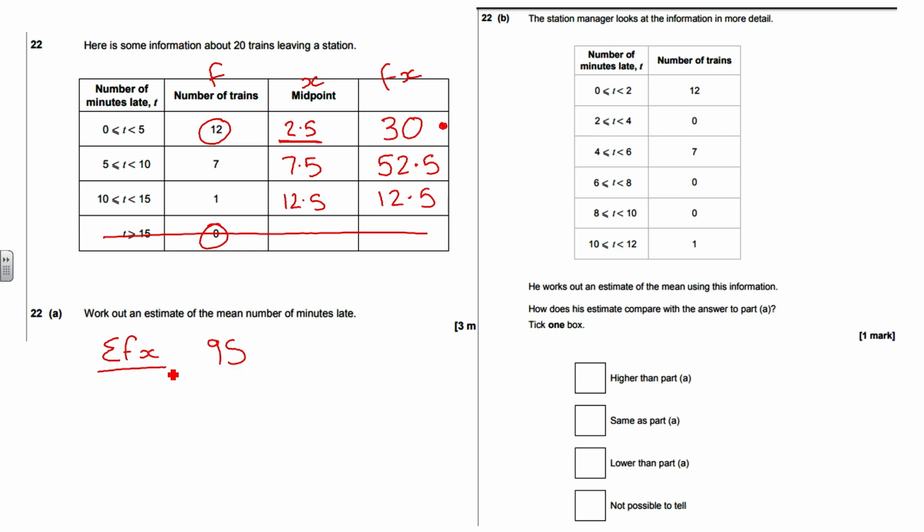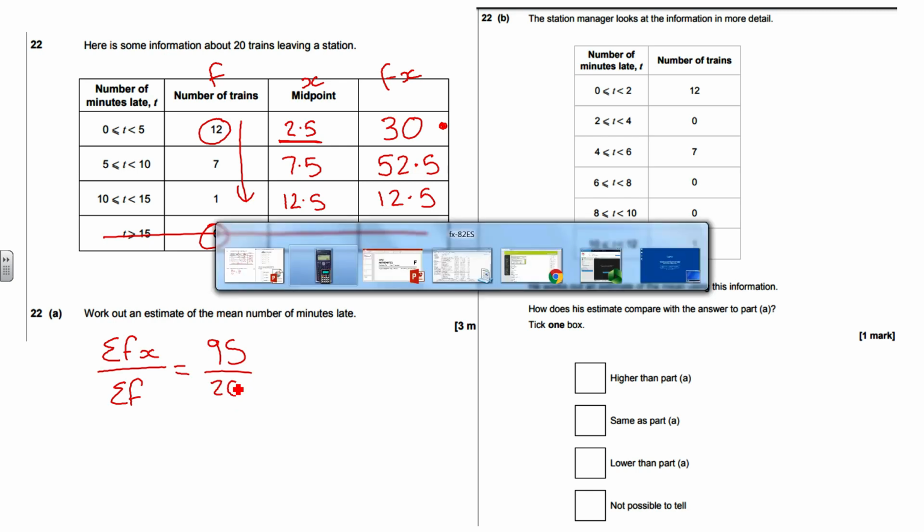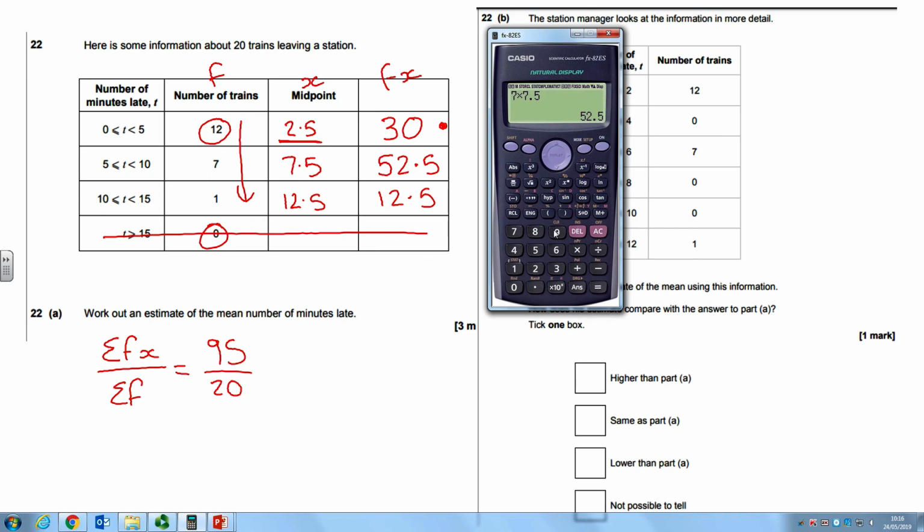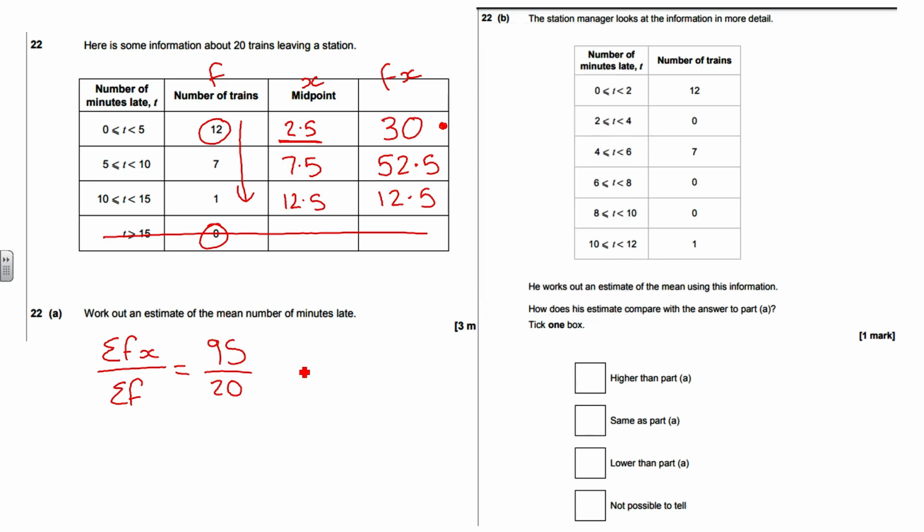We then divide that by how many trains there were, and we're told in the question that that was 20. We can also figure that out by adding up this column here: 12 add 7 add 1 would be 20. So 95 divided by 20, being lazy again, doing that on the calculator, is 4.75. And that is our average number of minutes late, 4.75.